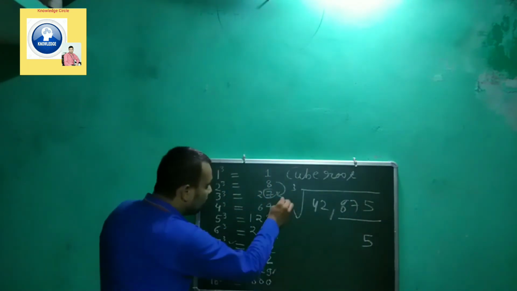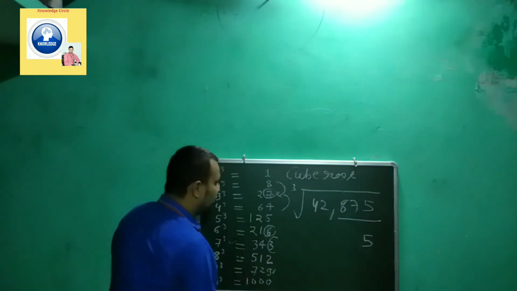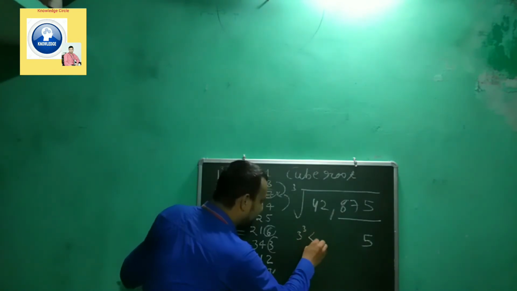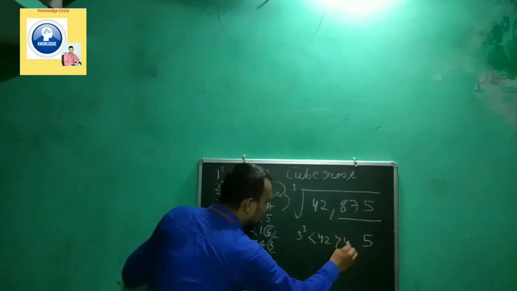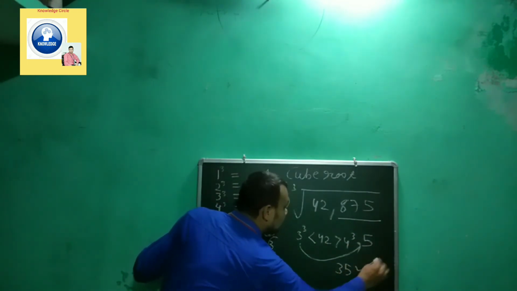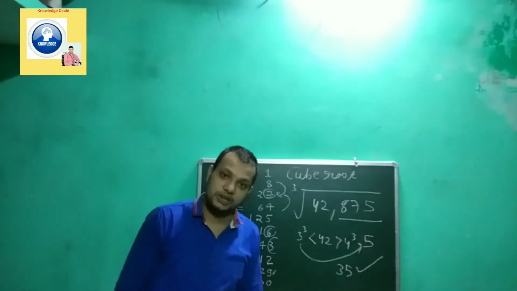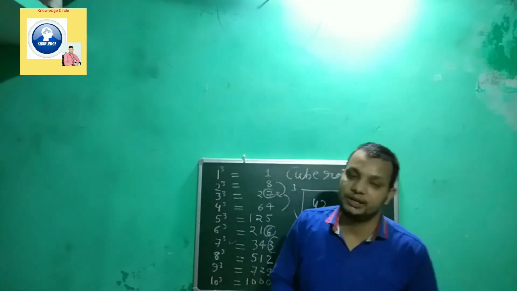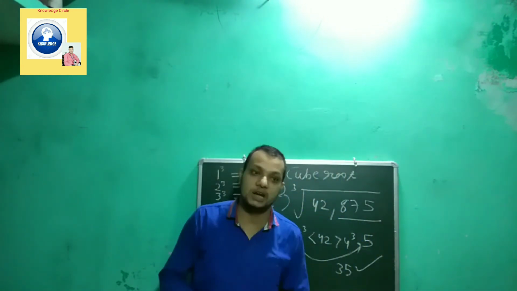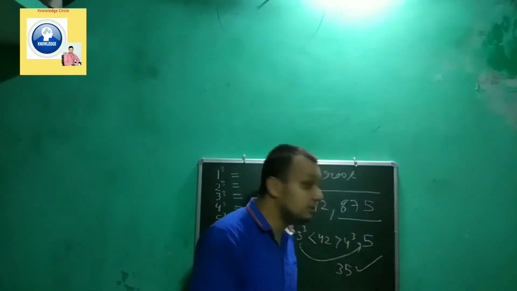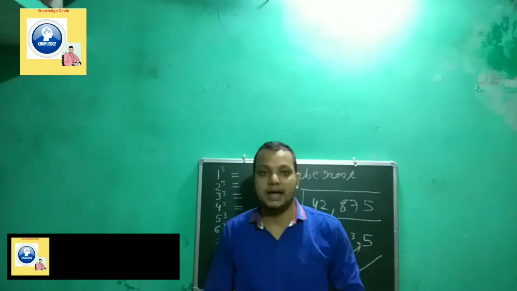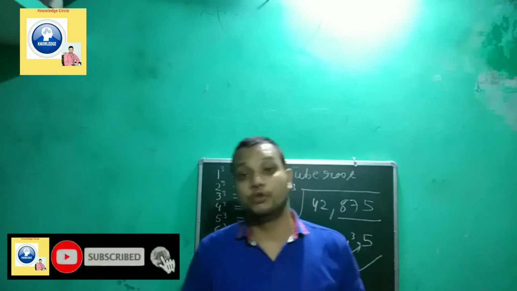42 comes between 27 and 64, which means it is greater than the cube of 3 and lesser than the cube of 4. So we will go with 3 and your answer will be 35. This is really an amazing trick. It will help you a lot when you prepare for competitive exams. When you don't have time to solve the question, you can apply this trick and solve the problem instantly.